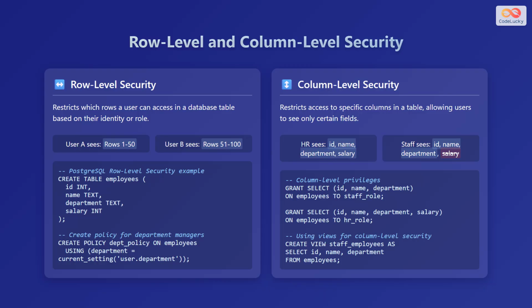Column-level security restricts access to specific columns in a table, allowing users to see only certain fields. For example, Human Resources sees ID, name, department, salary. Staff sees ID, name, department but does not see salary. Code example of column-level privileges includes grant select including ID, name, department on employees to staff role. Grant select including ID, name, department and salary on employees to HR role.